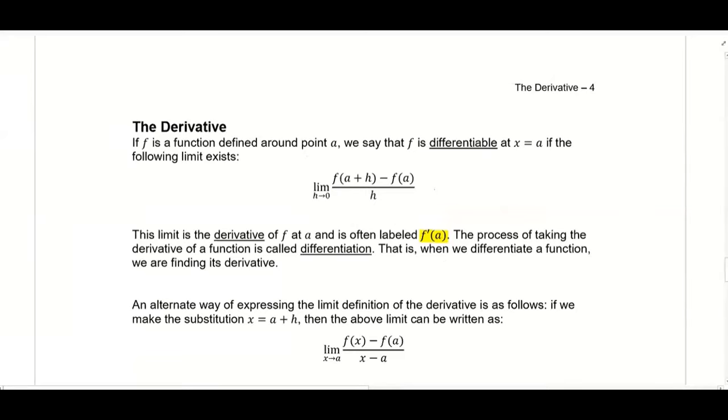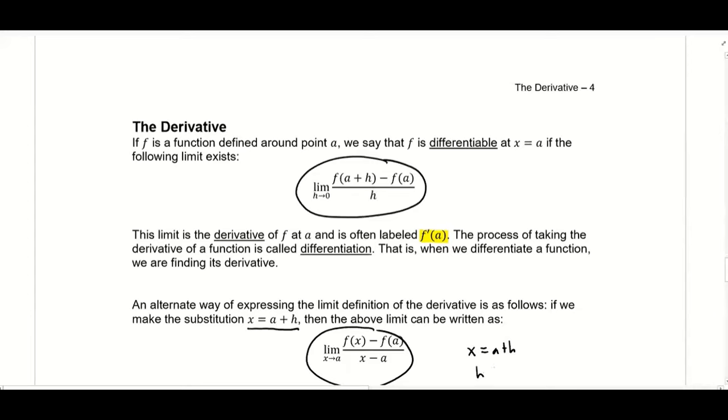Now, one thing to note is there are actually a couple ways of expressing the limit definition of the derivative. One way is this form here. You can also see it written in this form. So this form is exactly the same. The only difference is that instead of writing h, we're substituting x as a plus h. So that's why our denominator here ends up being x minus a. If x equals a plus h, then h, our denominator up here, if we solve this for h, becomes x minus a.